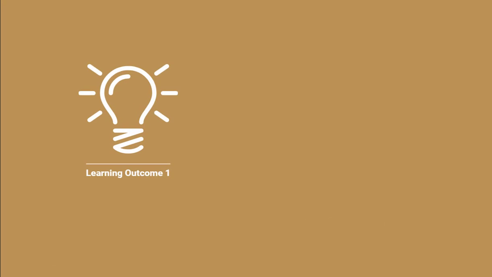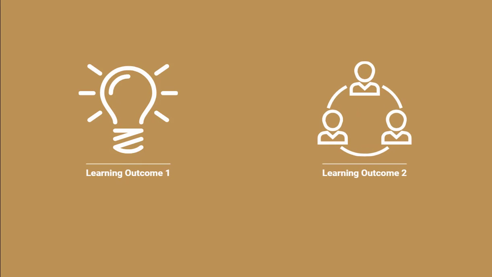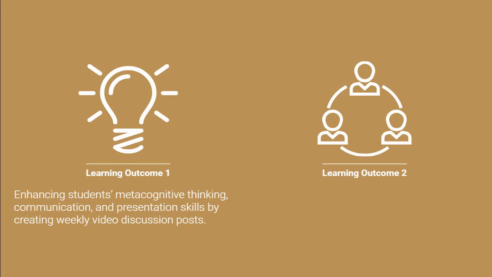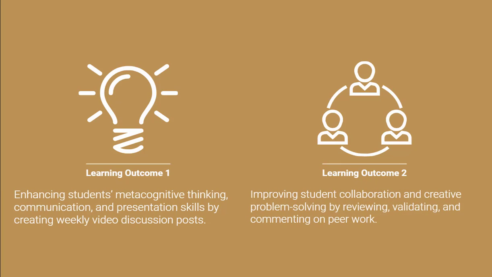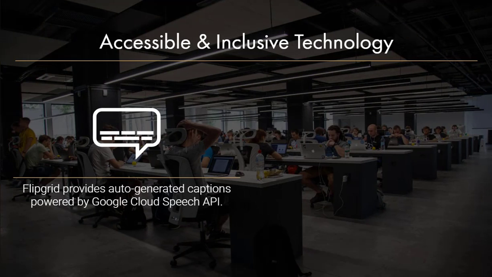By integrating Flipgrid in the math course, expected learning outcomes include enhancing students' metacognitive thinking, communication, and presentation skills by creating weekly video discussion posts, and improving student collaboration and creative problem solving by reviewing, validating, and commenting on peer work. Flipgrid is accessible and inclusive for many learners. Flipgrid uses speech recognition software to produce auto-generated captions powered by Google Speech API. Not only are students with hearing impairments able to engage in classroom discussion, but students with limited English proficiency can reap the benefits of closed caption videos.